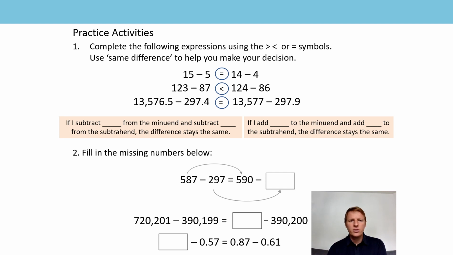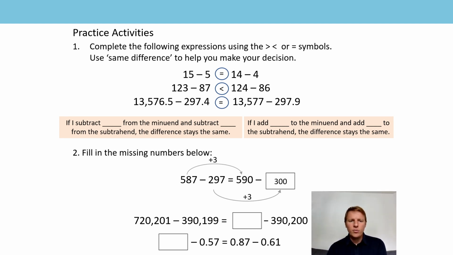The second question, you are asked to fill in the missing numbers. And the first one, you got those arrows to help you. So let's think. The minuends, 587 to 590. Has that increased or decreased? Increased. By how much? By 3. And it says is equal to. That means our subtrahend needs to increase by 3 also. So 3 more than 297 would be 300. I hope you got that one right.